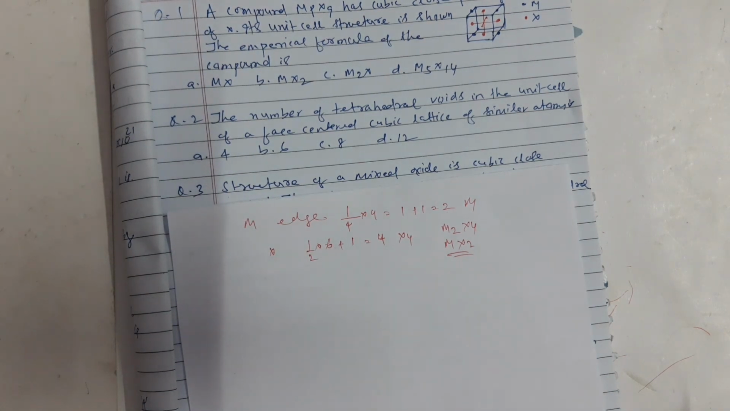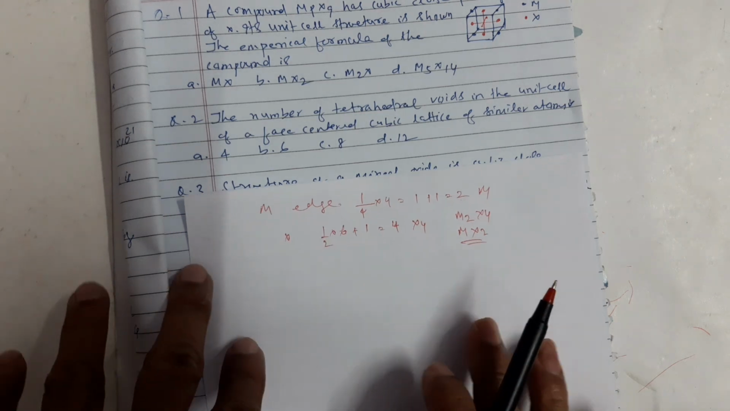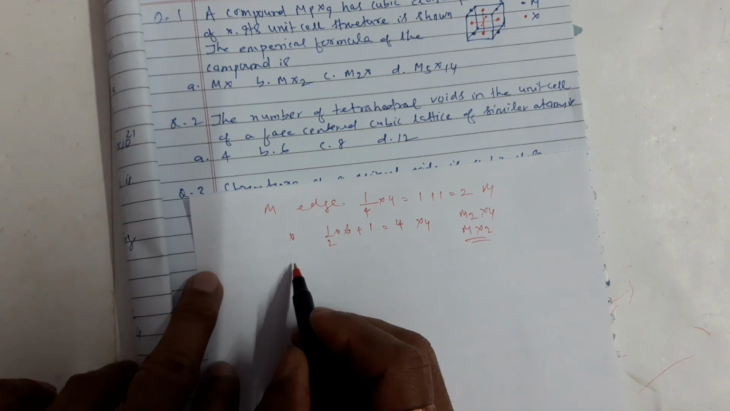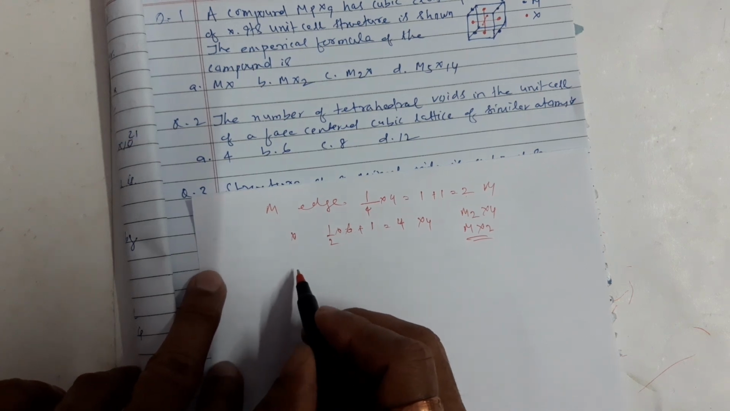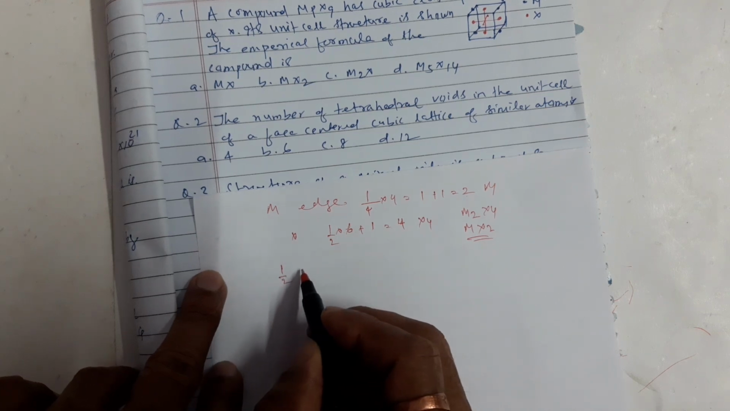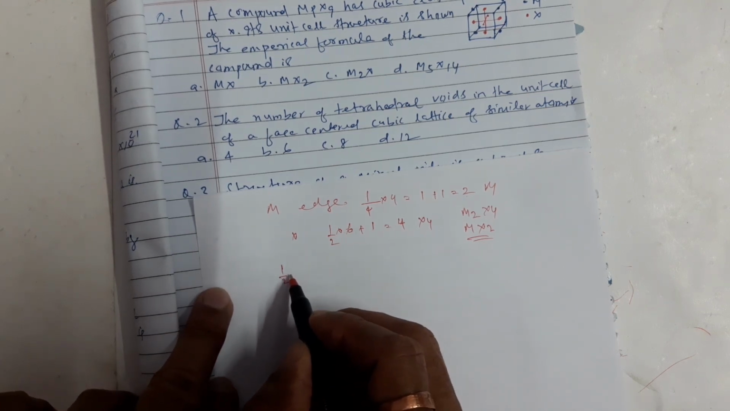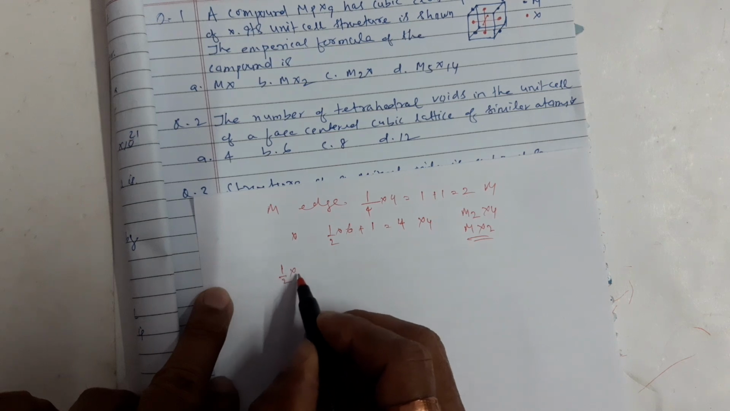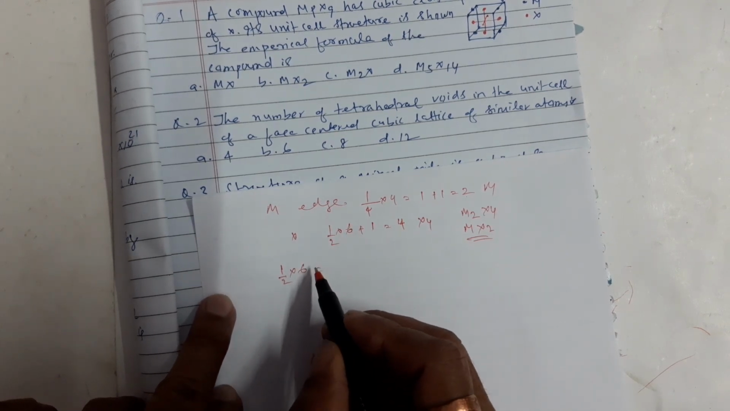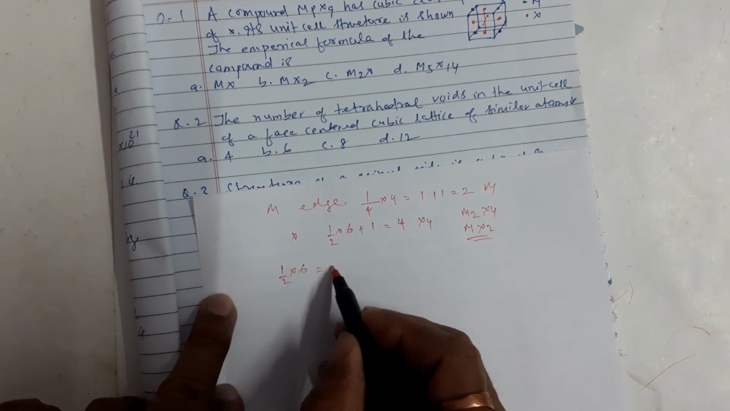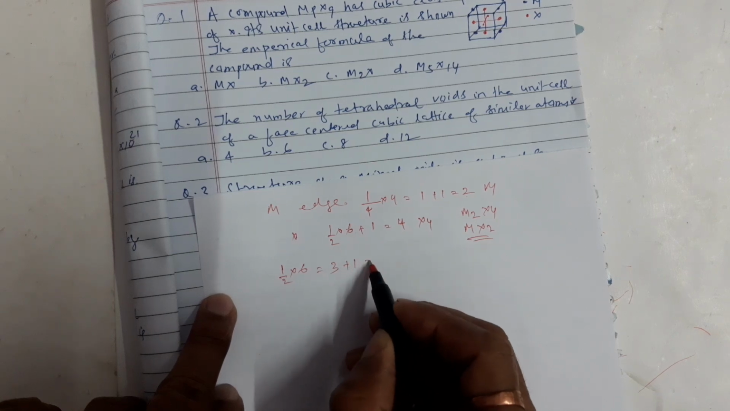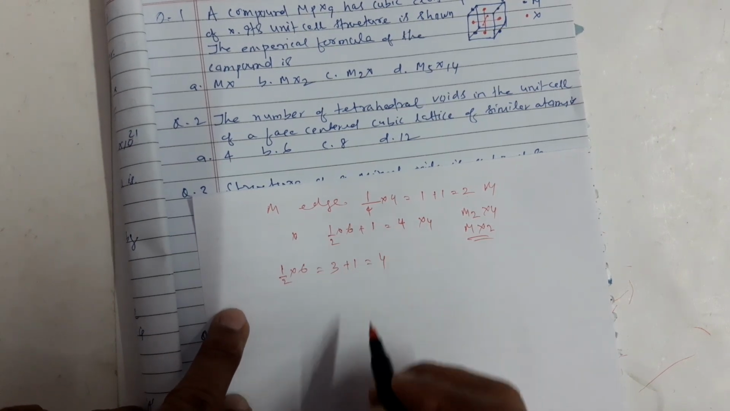Next, the number of tetrahedral voids in the unit cell of a face-centered cubic lattice of similar atoms is: whenever it is tetrahedral, take face-centered and tetrahedral voids. For face-centered, you take one face that is shared with 2, so for 1 it is half, and 6 faces are there, so you will get 3. Plus 1 body centered, so you will get 4.